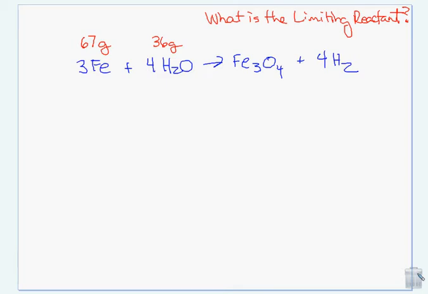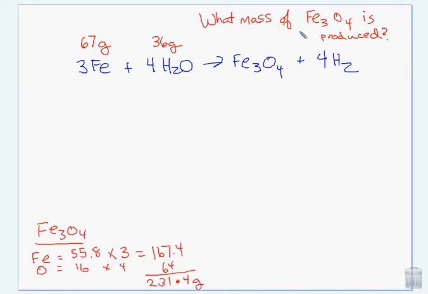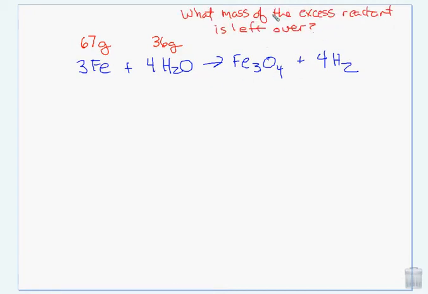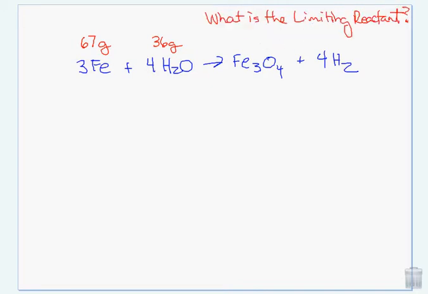Here is a problem on finding the limiting reactant. We're actually going to find three things. We're going to find the limiting reactant, we're going to find the mass of one of the products, and then we're going to find the mass of the excess reactant. How much is left over? All using the same equation.